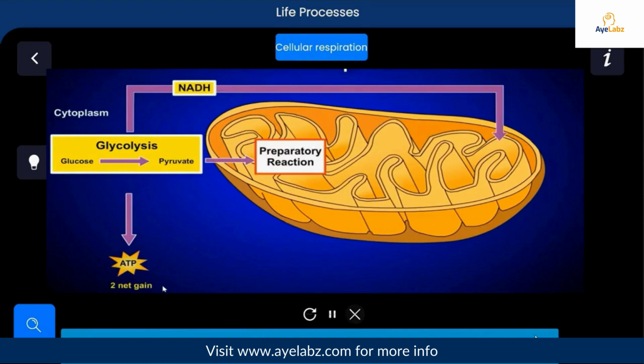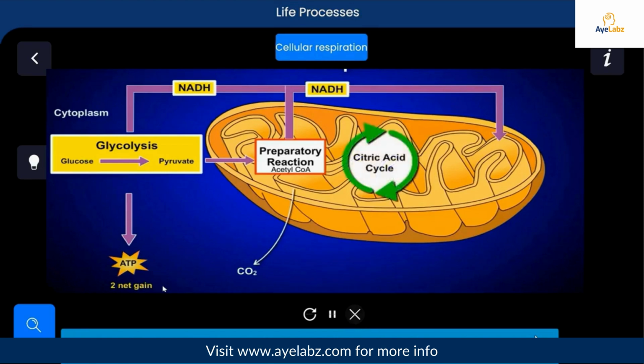During this stage, the pyruvates of glycolysis move into the mitochondria where they are converted into acetyl coenzyme A. During this conversion process, more NADH is produced and carbon dioxide is released. In stage 3, the citric acid cycle, the remaining carbons from the initial glucose are oxidized, releasing carbon dioxide. NADH and FADH2 are also produced in addition to two ATP molecules.